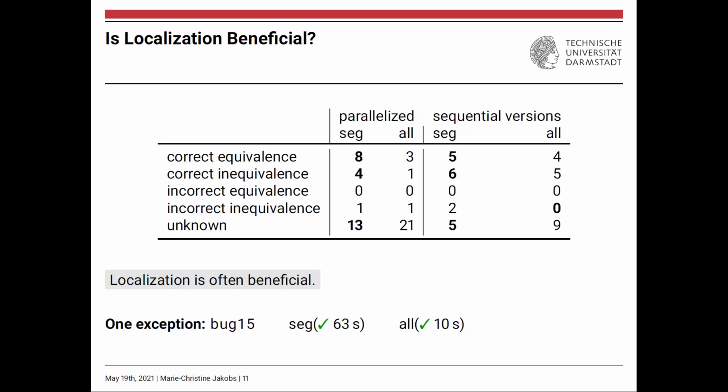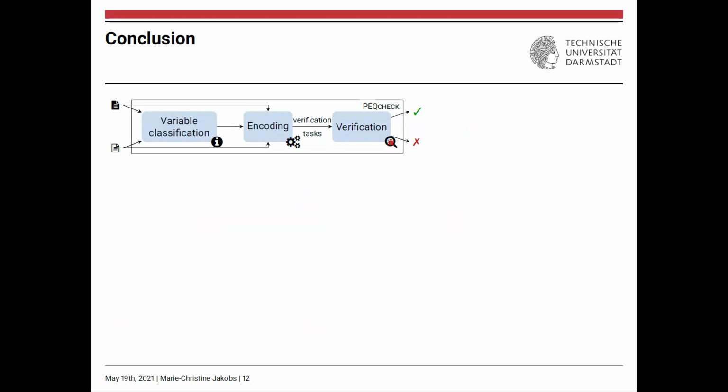Nevertheless, we want to report on one exception we observed in our evaluation, and this is the bug 15 task from the second scenario, which refactored sequential programs into sequential programs. And here you see that both configurations, localized and whole program, were able to correctly detect the equivalence. However, the localized checking took much longer. And in this case, the whole program configuration profited from the fact that the input to the code segment was restricted.